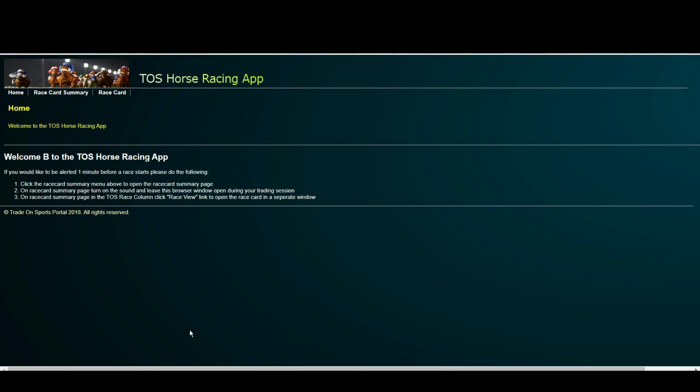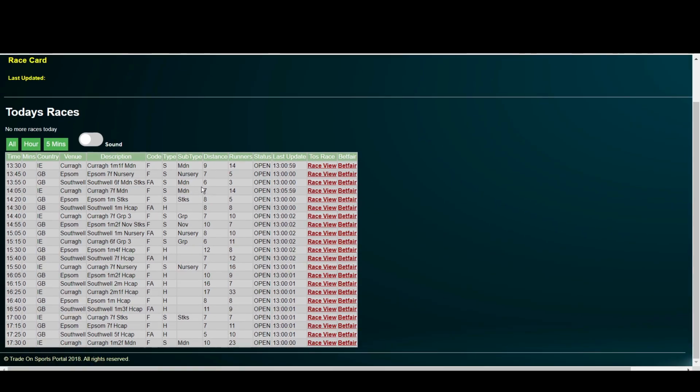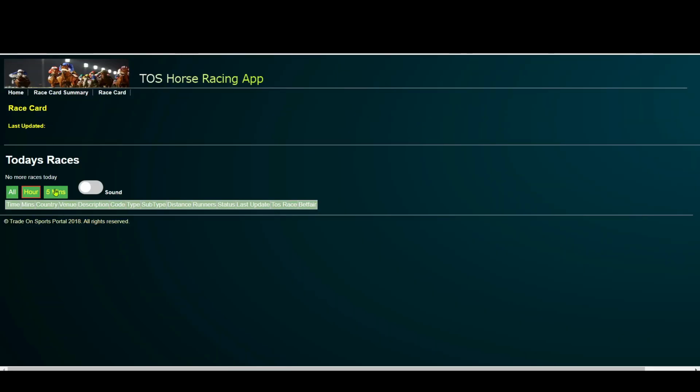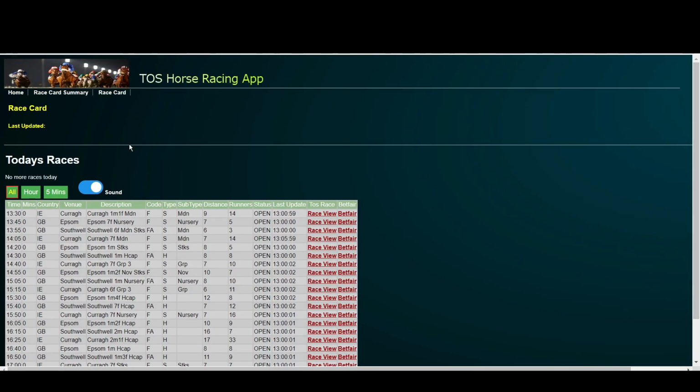So when you first come into the app, you'll see two things up on your top left side, which is race card summary and the race card. First of all, race card summary, very straightforward. It is just a list of today's racing, the courses, the distances and the times, and you can reduce those down to the next hour and the next 5 minutes, and also put alerts on for the sound. So today we have racing from Curragh, Epsom and Southwell, and Folas was cancelled or abandoned. Very straightforward there.